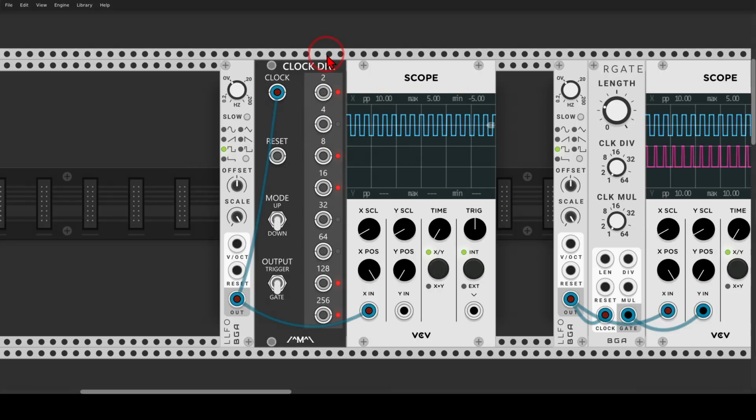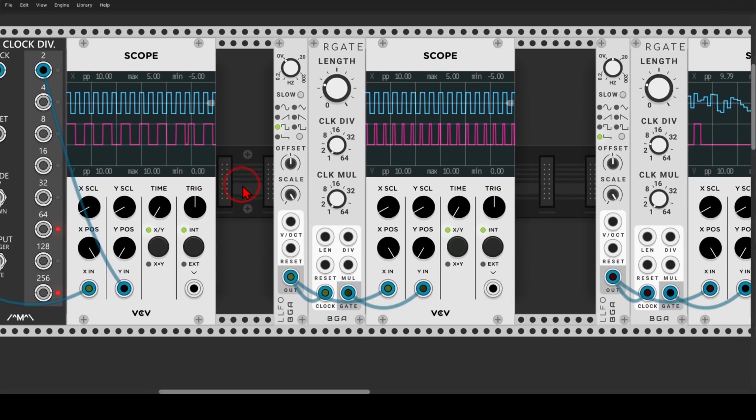And I have it also going to a clock divider. This one is from Count Modular. So if we have a look at the clock divided by 2, this is the pink trace. You can see that for every 2 pulses, we get 1 pulse out of the divider. So this is basically what a clock divider will do. But it gets more interesting when using uncommon divisions.